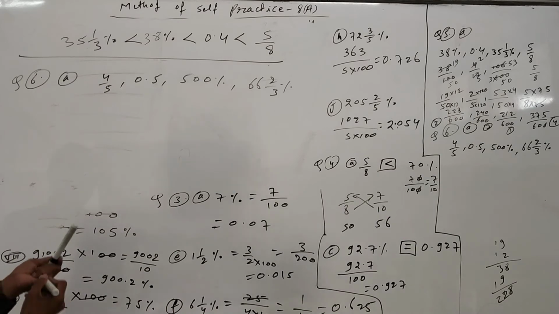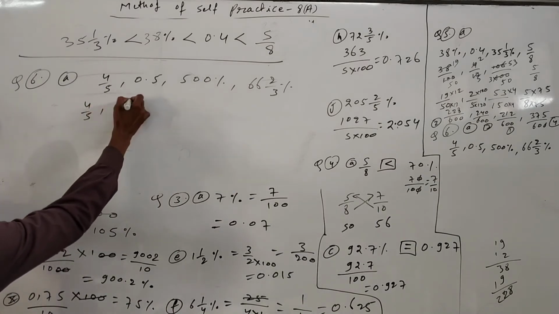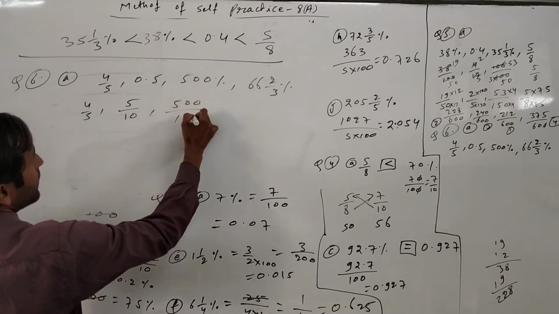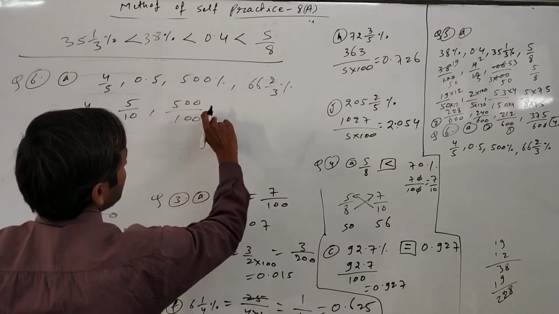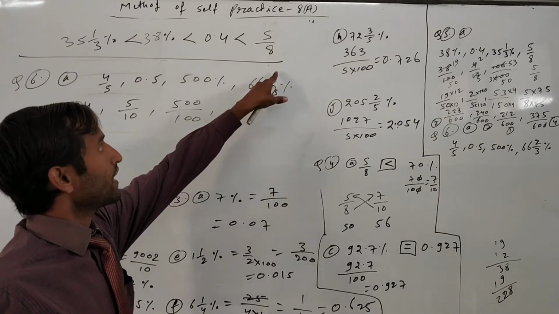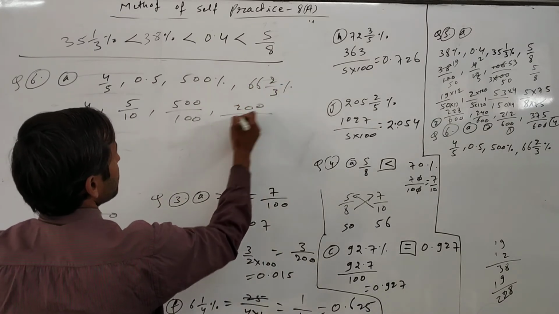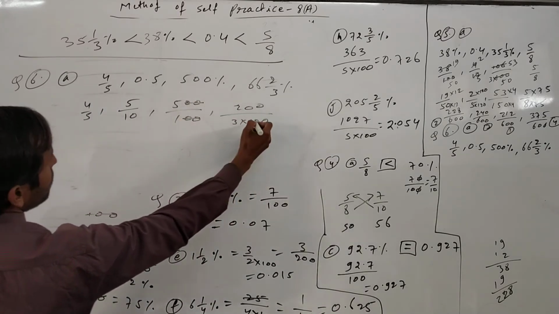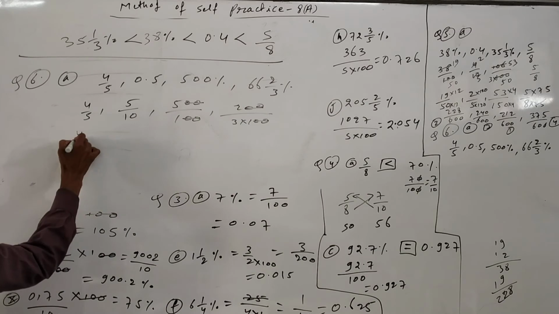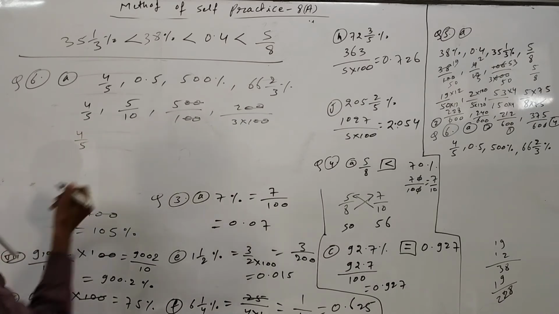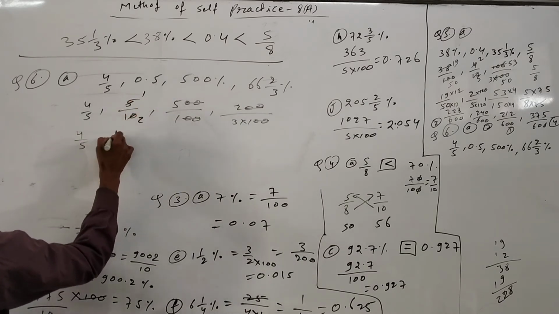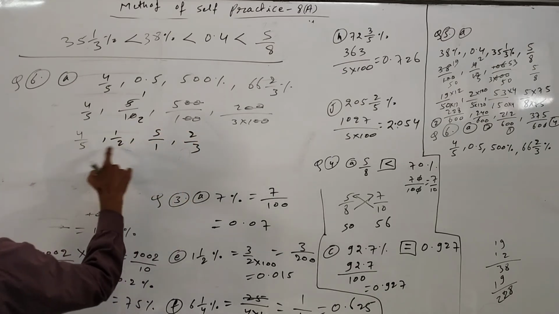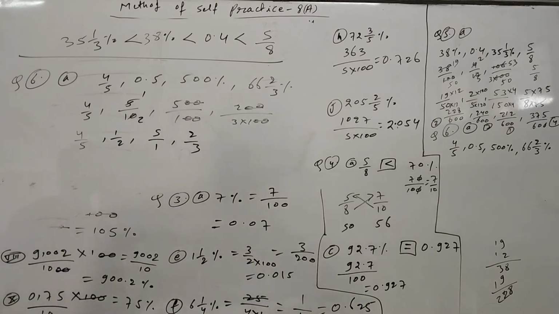So first of all we have to convert into fraction. 4 upon 5, and it will come 5 upon 10, it will come 5 upon 100, and this one is 198, which means 200 upon 3 into 100. Now just cancel out here, the 2 0 and here also 2 0. So 4 upon 5 will come, and here 1 upon 2, and 5 upon 1, 2 upon 3. So the LCM of 5, 2, 3 will come 30.